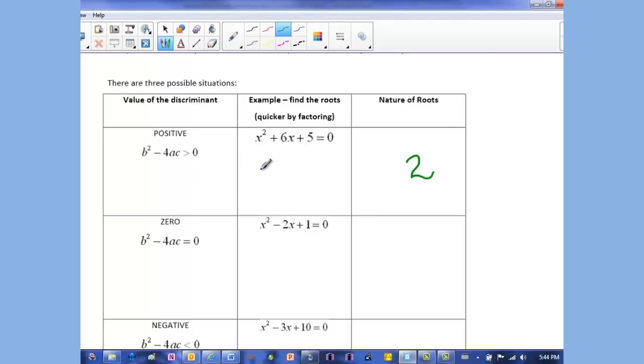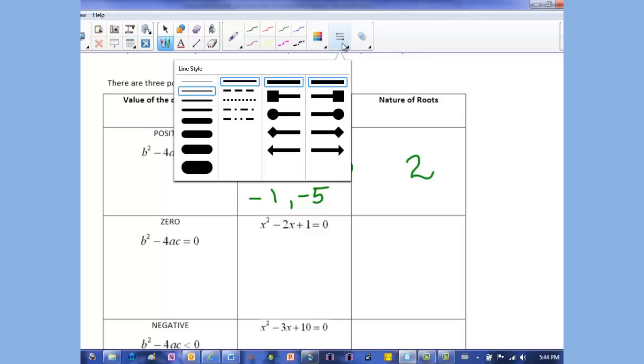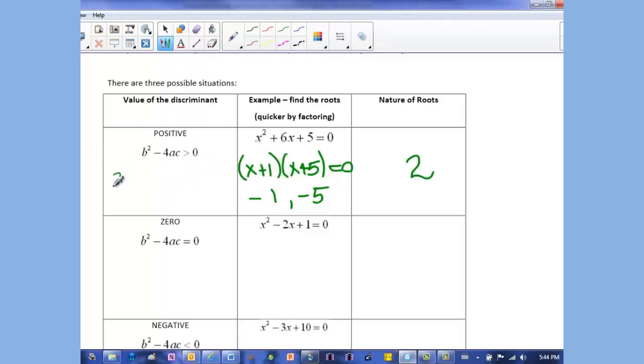Well, let's look at this example and quickly check. If I factor it, I have x plus 1 times x plus 5 equals 0, and the roots are negative 1 and negative 5. What's the discriminant? If we calculate it, it is b squared, or 36, minus 4 times 5, which is 20. It is 16. So yes, 16 is definitely greater than 0. So remember, when the value of the discriminant is a positive number greater than 0, we have two possible roots.